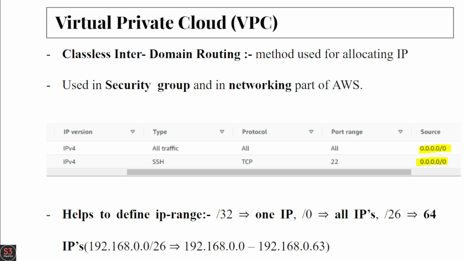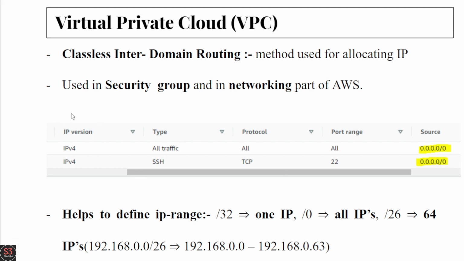CIDR method is used for allocating IPs. It is also used in security groups and in the networking part of AWS. We also give CIDR blocks in our security group to allow particular IPs, and in the network part we also use the CIDR blocks.